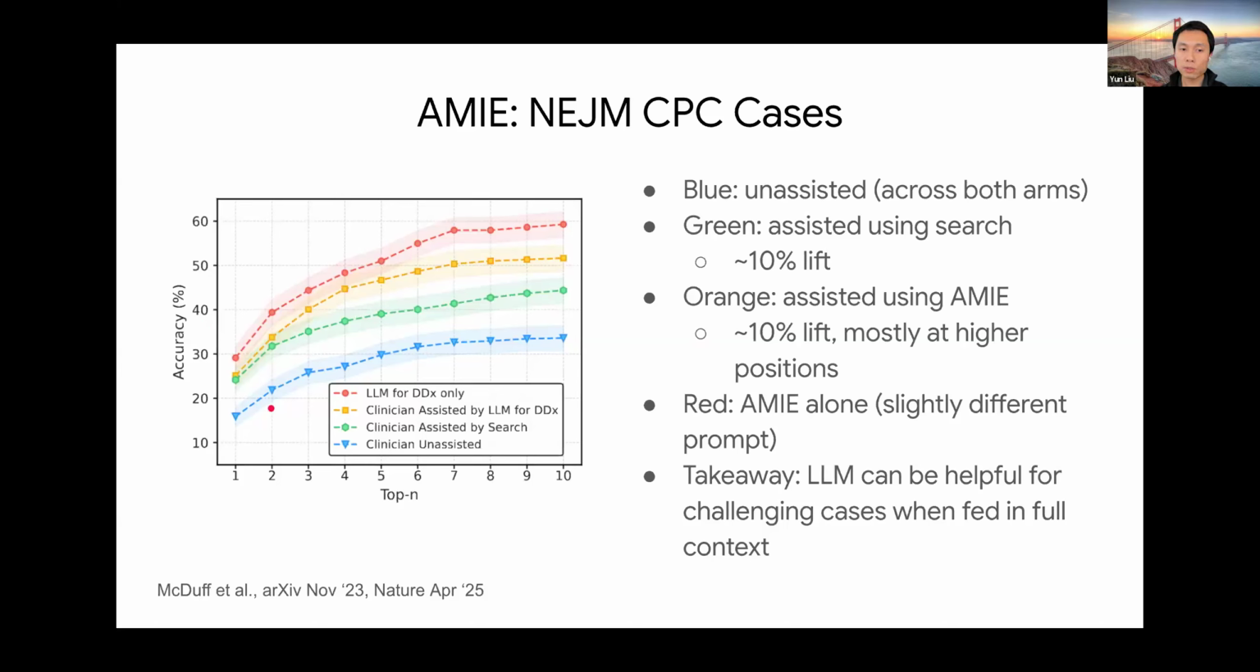So the first line here is the blue. This is across the two arms when they're not assisted. So in this case, these two arms are basically identical because they've not done anything different yet. And we see that the baseline diagnosis accuracy is actually pretty low at about 15%, and it only goes up to a little bit over 30% at the very end. The reason this is low is not because they were bad. The reason it's low is because these are challenging cases.